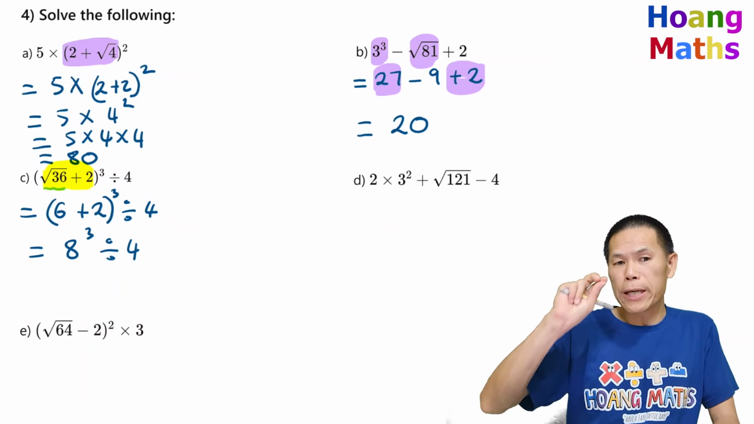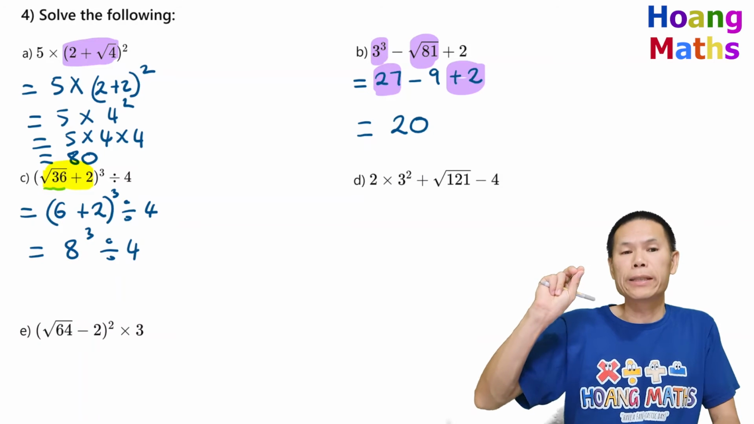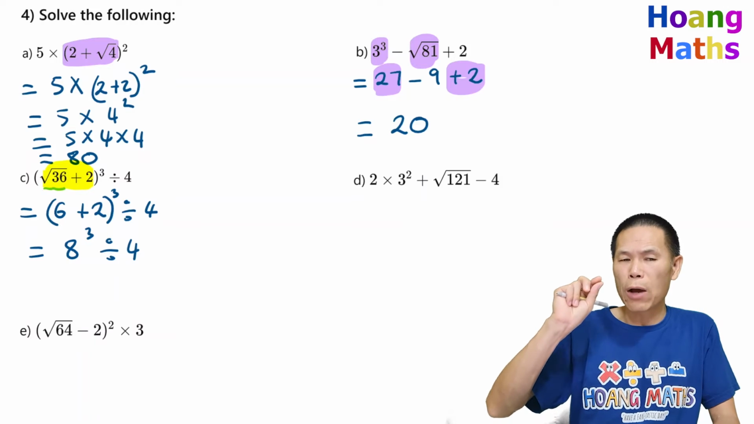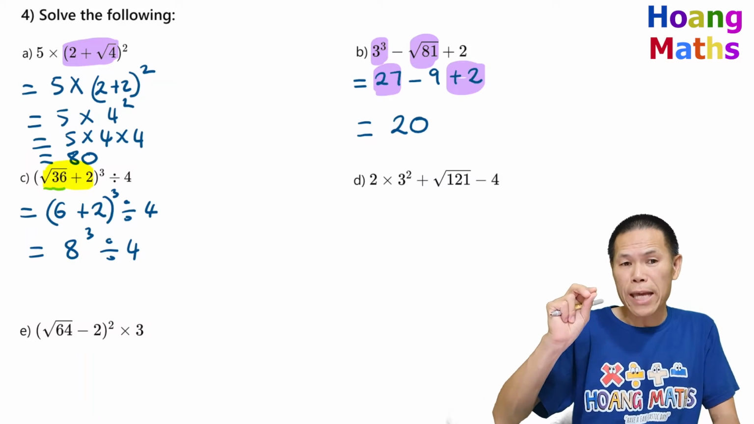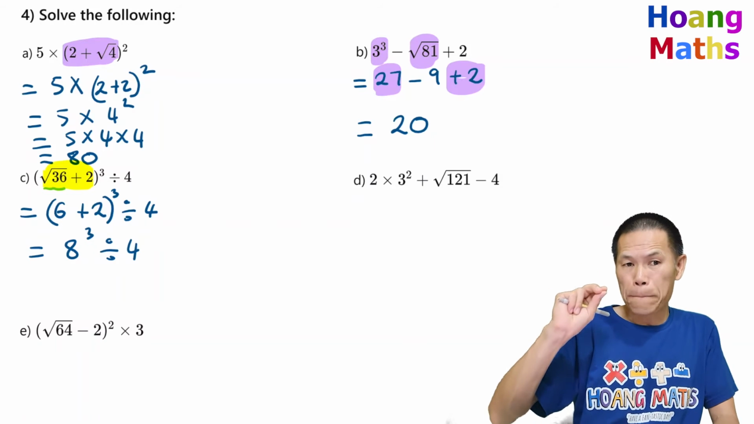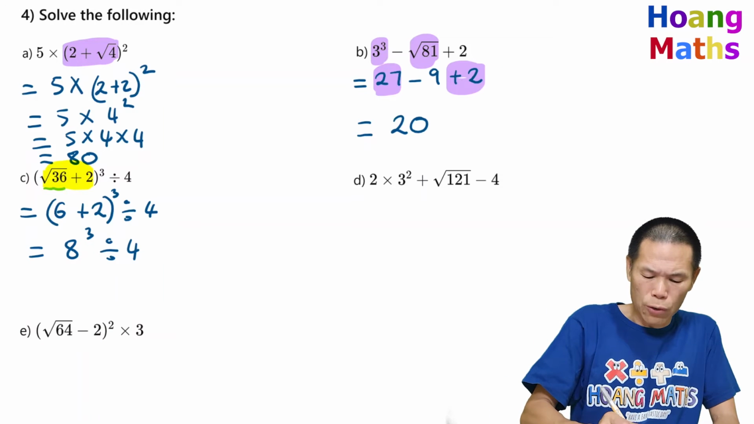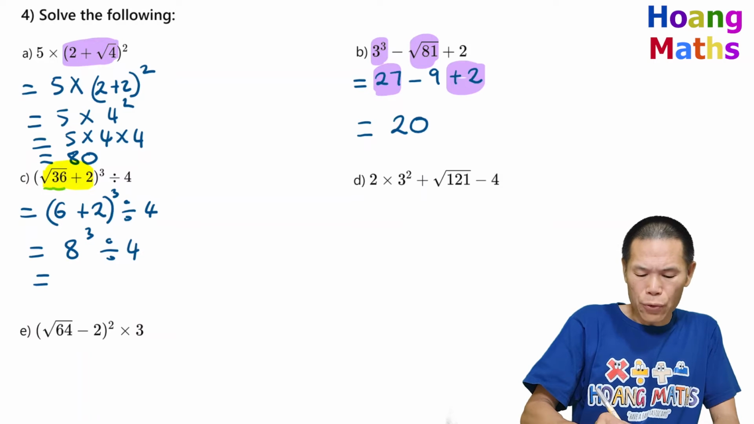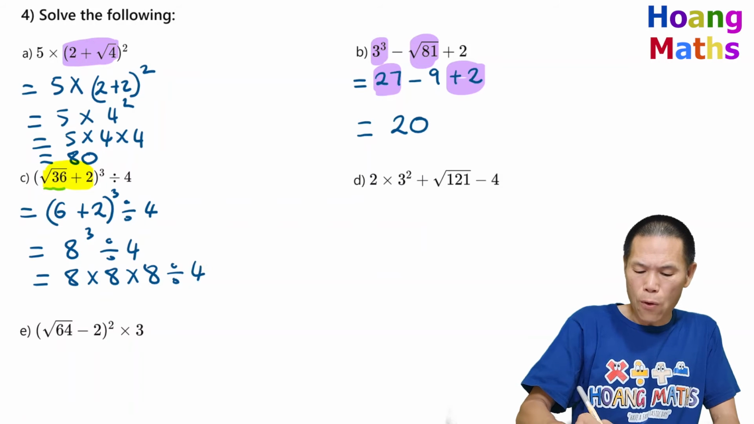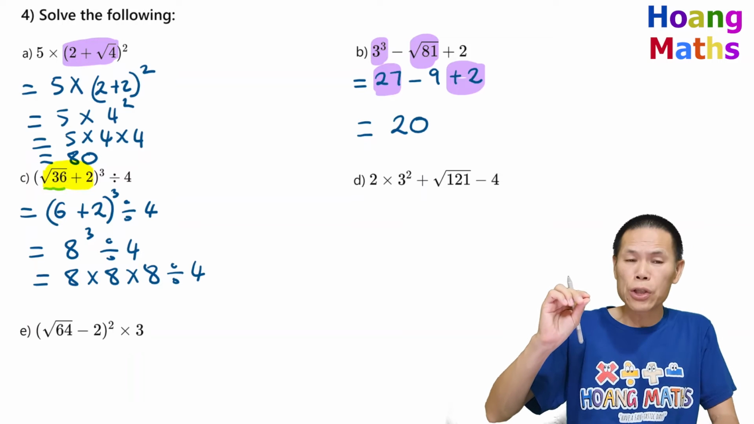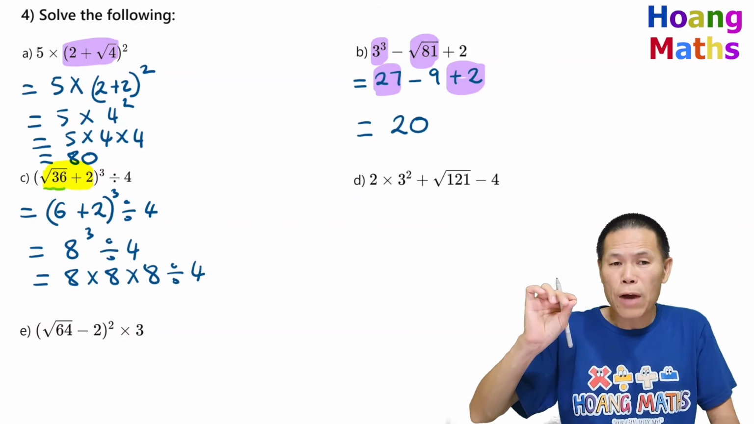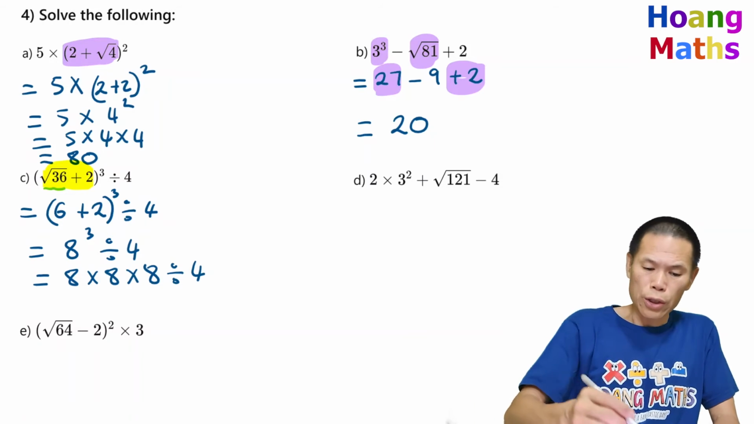8 power 3 is 8 times 8 times 8. So we can work out 8 times 8 is 64, then times 8, and whatever the answer is, we divide by 4. But it's quicker if you just go like this. 8 power 3 is 8 times 8 times 8, and then we divide by 4. Keep that in mind. Because it's multiplication and then division, you can do it from left to right, or you can do it this way.